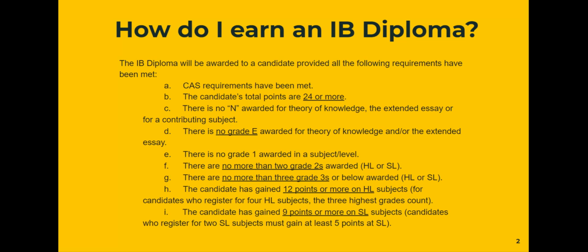This slide shows how students earn points. In each course, students are graded on a scale of 1 to 7, and those points total up to earn a minimum of 24 points to get the IB diploma. You can see this is a list of other requirements that students have to meet, including fulfilling their CAS expectations, not receiving any N or not awarded in theory of knowledge, the extended essay, or any contributing subject.